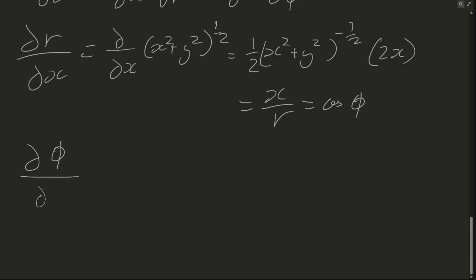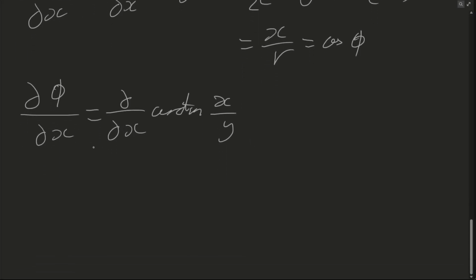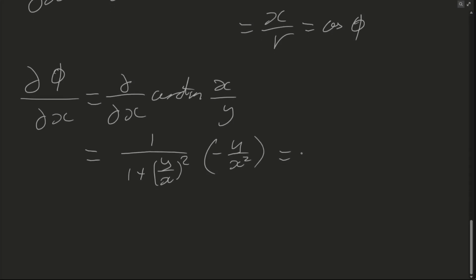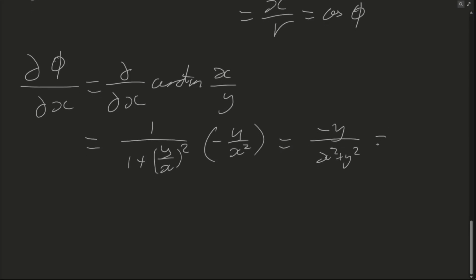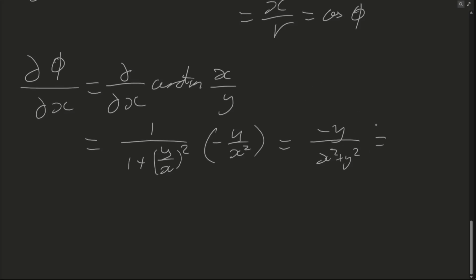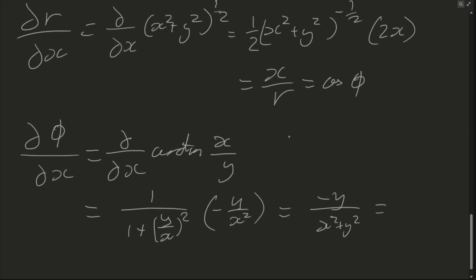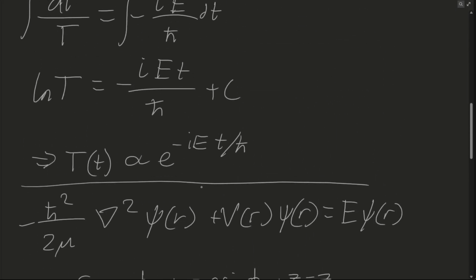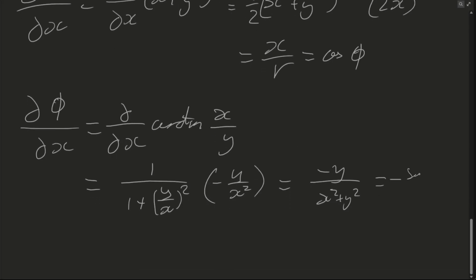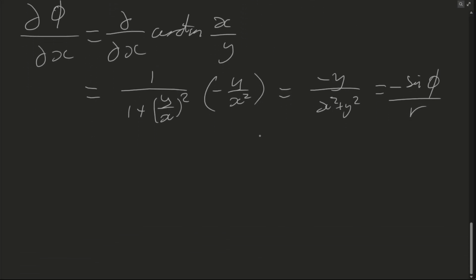Partial phi over partial x is equal to the partial derivative of arctan of y over x, which you know is going to be horrible because it's an arctan, which is 1 over 1 plus y over x squared times minus y over x squared, which is minus y over x squared plus y squared, which is simply minus y over r squared, so we have minus y over r times 1 over r, which is just minus sine phi over r.